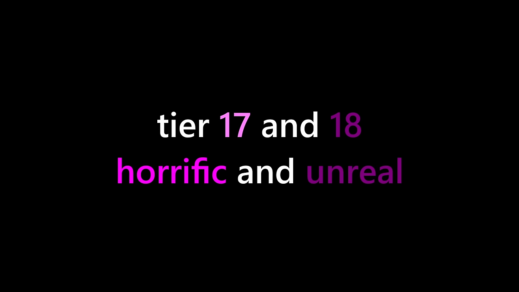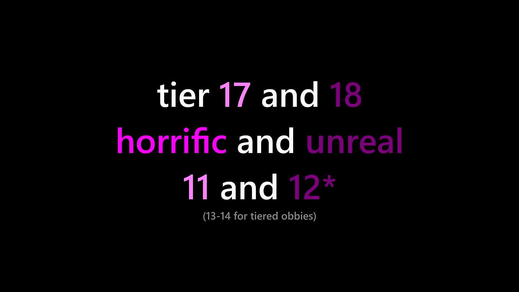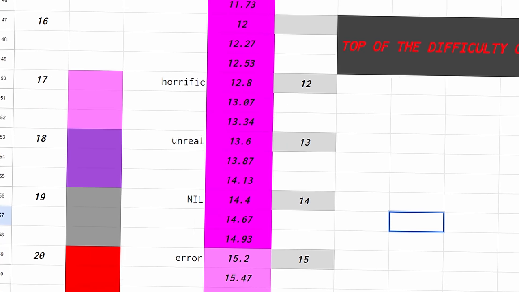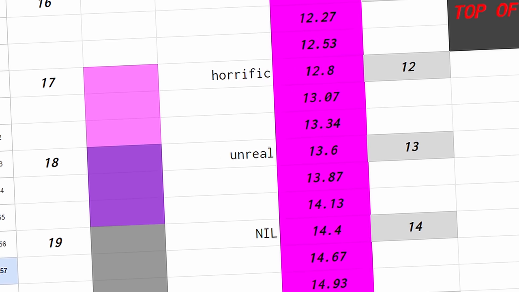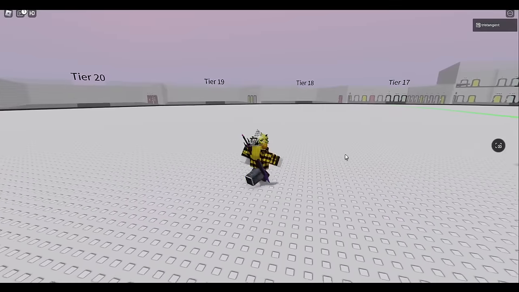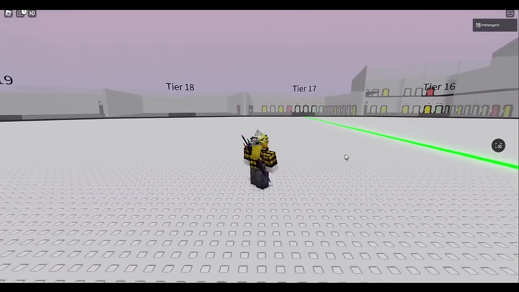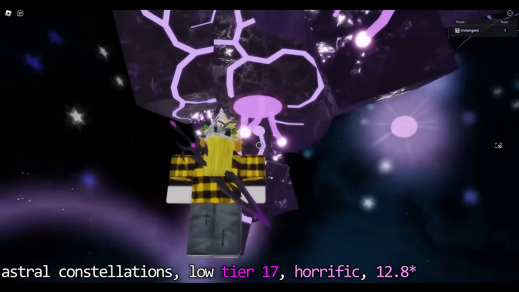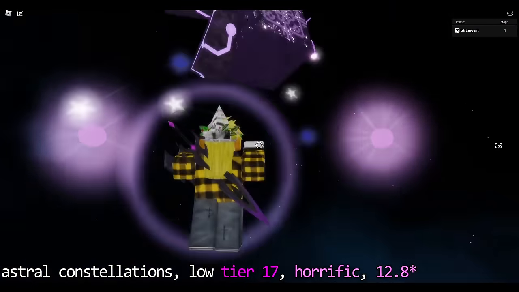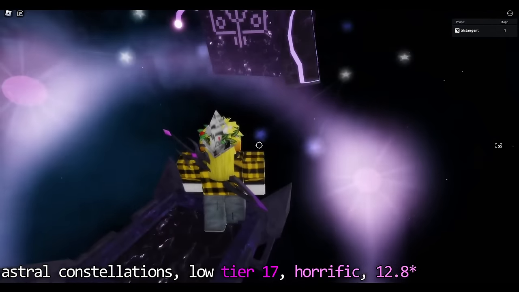Tier 17 and 18, Horrific and Unreal, 11 and 12 stars. These are where the hardest official completions lie simply due to the fact that anything above them is just not possible for people right now. Tiered obbies aren't really made for these tiers too often at all, so it's really hard to get good at this sort of gameplay, but somehow, somewhere, there have been completions of some of these obbies.